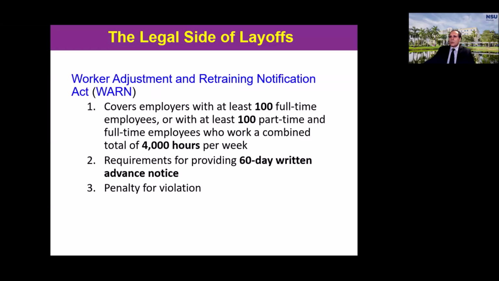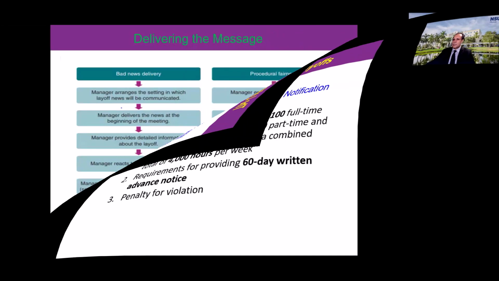Another law to be aware of is the Worker Adjustment and Retraining Notification Act. It covers employers with at least 100 full-time employees, or those with part-time and full-time employees who work a combined total of about 4,000 hours per week. They require that you provide a 60-day written notice before employees are laid off. So anytime we are not doing that, we're in violation of the WARN Act.